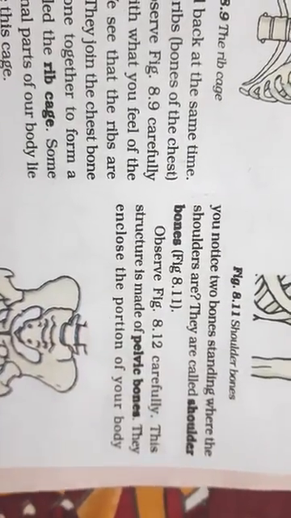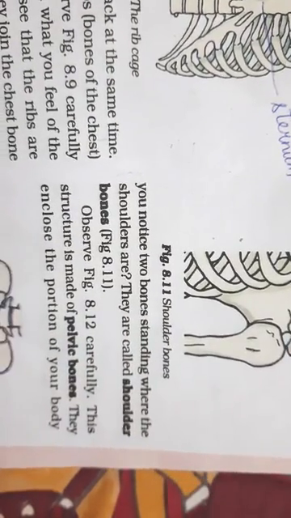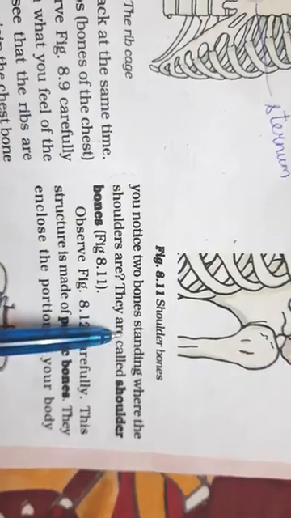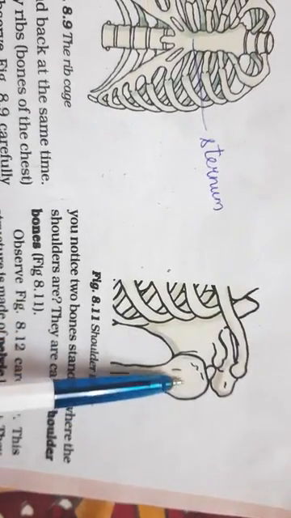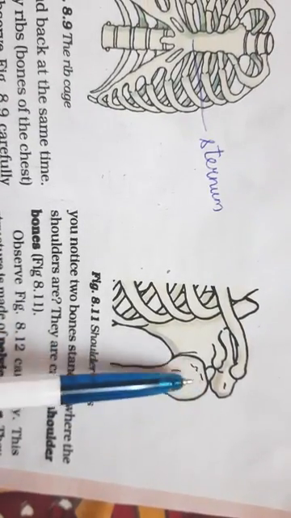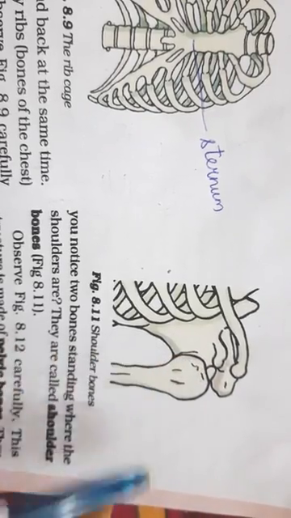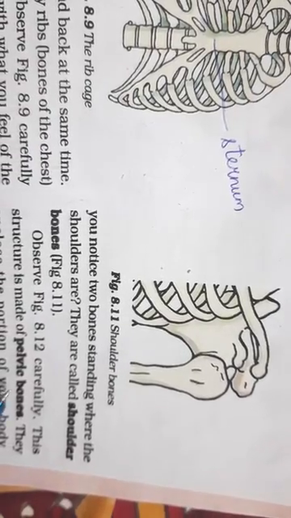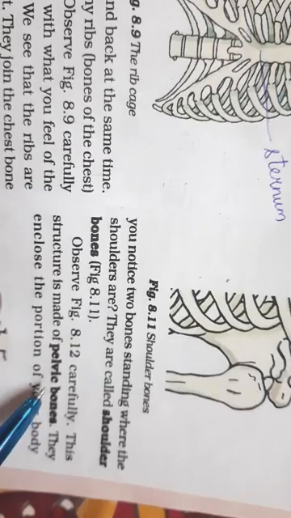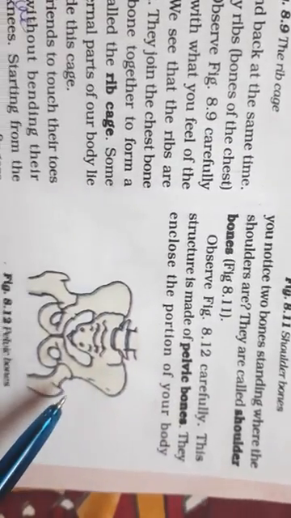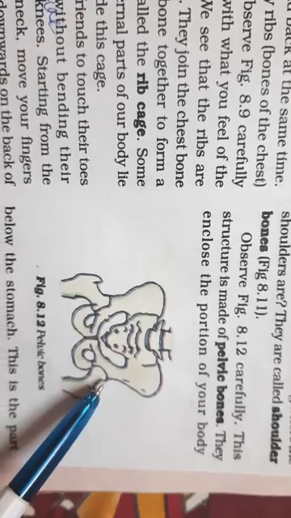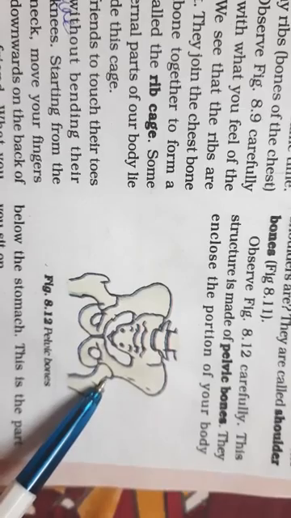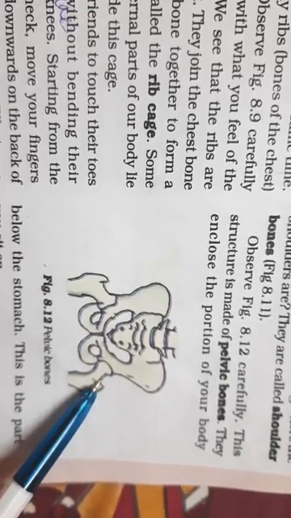Then we come to the shoulder bones. If you touch your shoulder, you will see that there are two bones standing at the shoulder. Here, see. This is called the shoulder bone. And then you have the pelvic bone. Where is your pelvic bone? The pelvic bone is present below the stomach, the portion on which you sit. That part is called the pelvic bone.